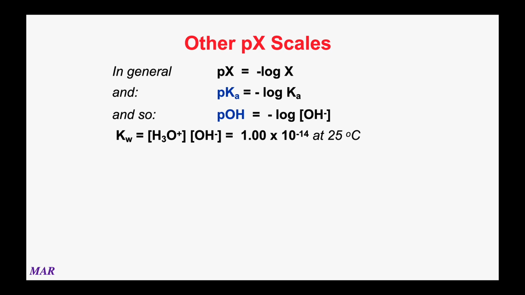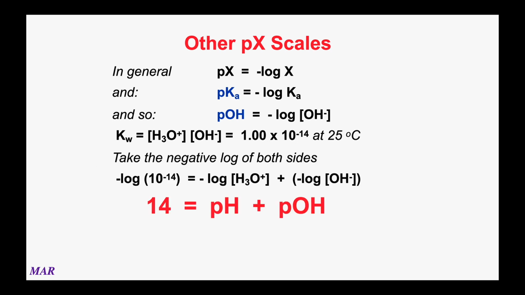Kw equals hydronium times hydroxide, and it equals 1.00 times 10 to the minus 14th at that almost magical room temperature, 25 degrees Celsius. There's some interesting things you can do with this expression right here. Minus log of hydronium is pH, minus log of hydroxide is pOH. In the world of logarithms, if you go minus log of hydronium times hydroxide, you can actually break that up.